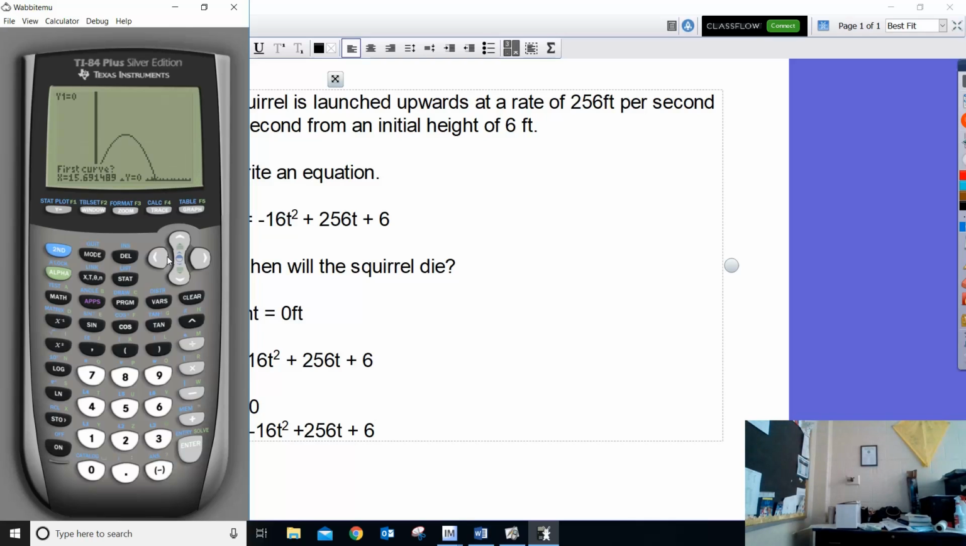What is it, Sean? I got some first and second. Yes, because we're using the intersect feature. It's all part of it. Get your cursor close to where you think the intersection is. It doesn't have to be perfect. Just get close to where you think the intersection is. We had second, calc, 5.